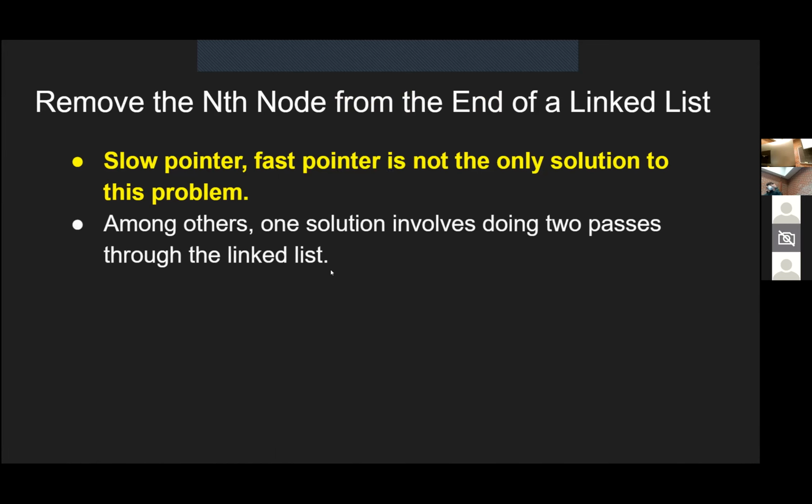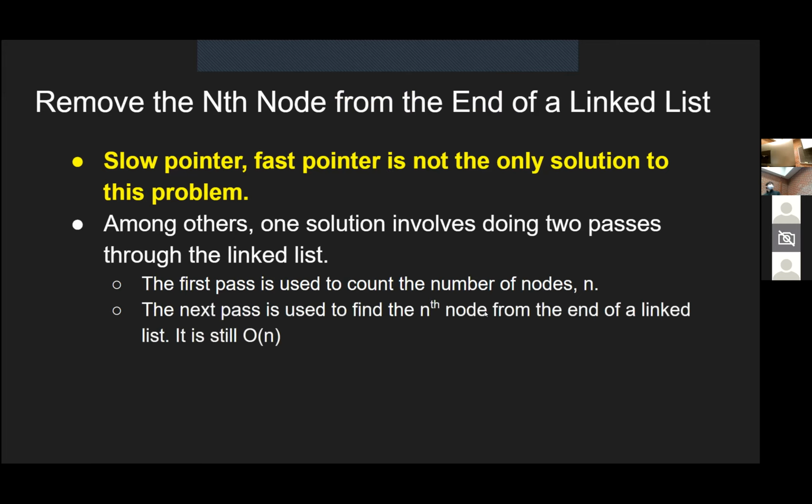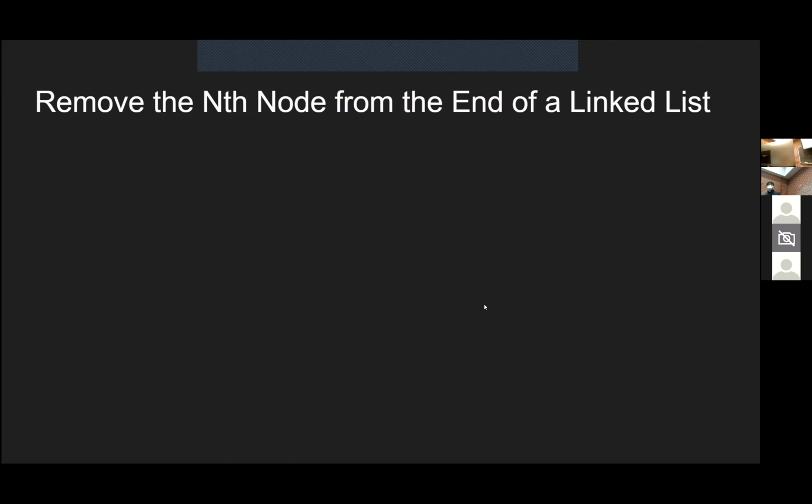So yeah, one solution, we can use 2 passes to go through the linked list. But if we want to remove the nth node from the end of the linked list in only 1 pass, then our only solution, if we don't know the length of the linked list, is to use slow pointer, fast pointer. The other approach, which takes 2 passes: we find the number of nodes, and then on the next pass, we find the nth node from the end. It's still linear time, but it requires 2 passes. This solution only requires 1 pass.